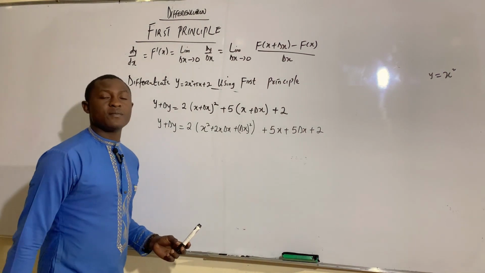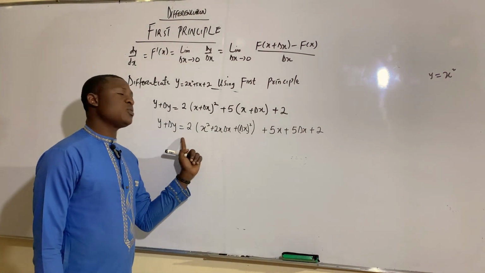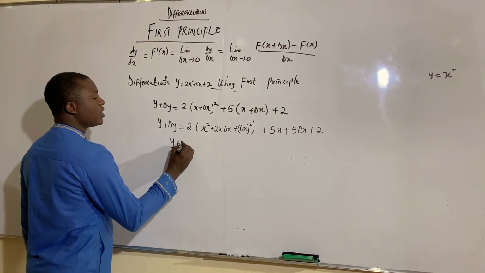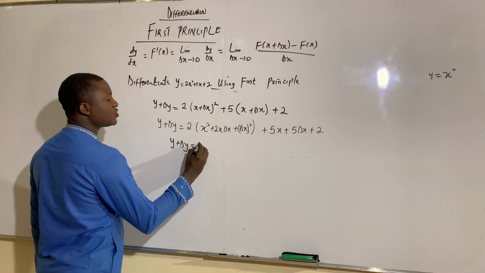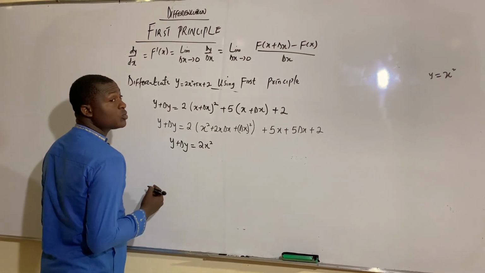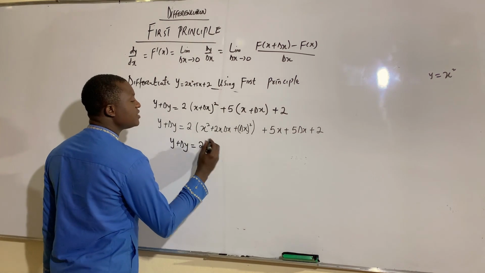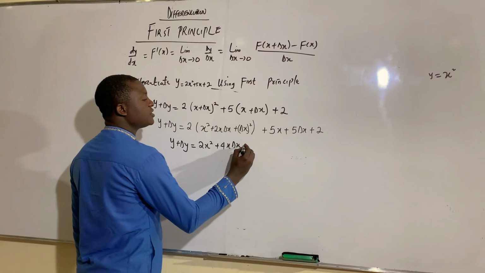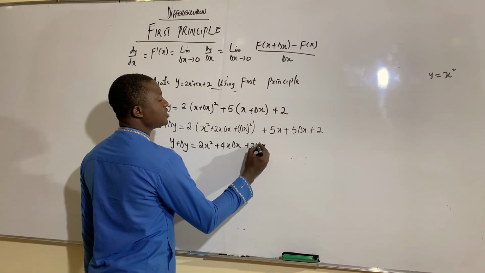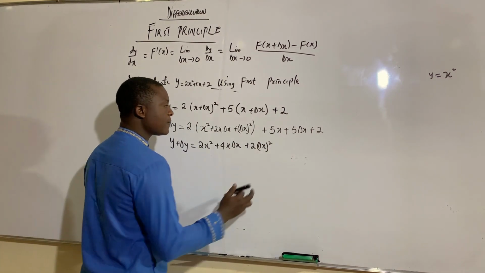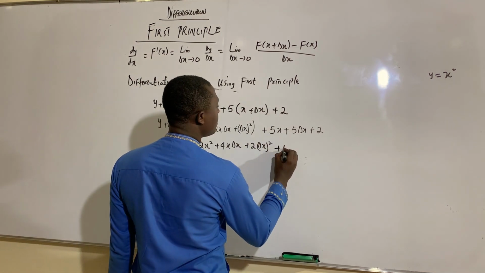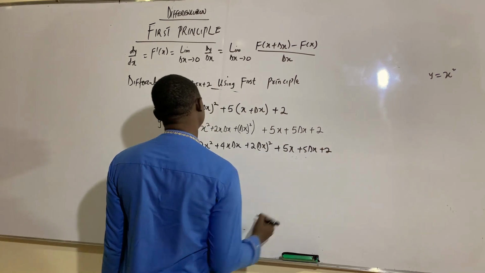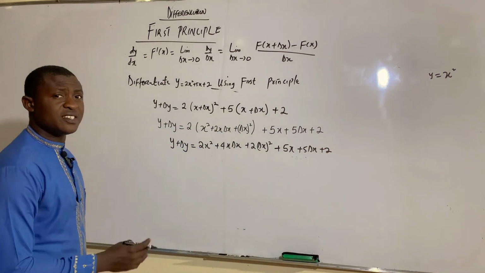What is going to be next step here? Yeah, is to open the bracket. If I open the bracket of that, we have y plus changing y. 2 times x squared, we have 2x squared. 2 times this, and we have 4x changing x. 2 times this, and we have 2 changing x all squared. But here we have plus 5x plus 5 changing x, then plus 2. I hope you are getting it right.